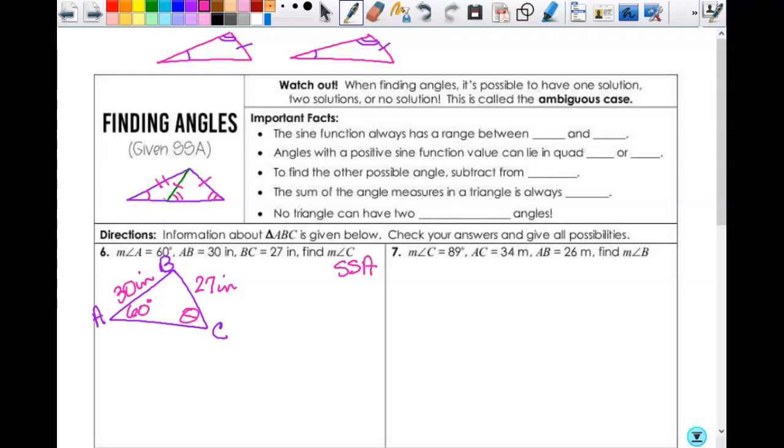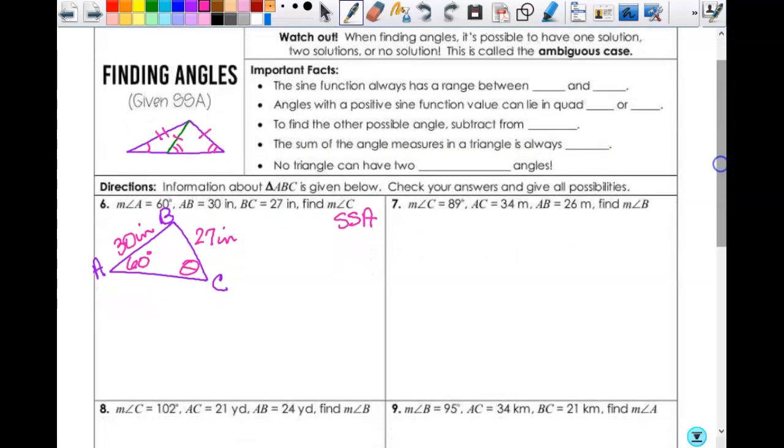It is possible, so here, let's read what this says. It says, watch out. When finding angles, it's possible to have 1 solution, 2 solutions, or no solution. So if we were using angle, side, angle, or angle, angle, side, 1 solution every time. If you have side, side, angle, you could have 0, 1, or 2. Okay? And it's called the ambiguous case.